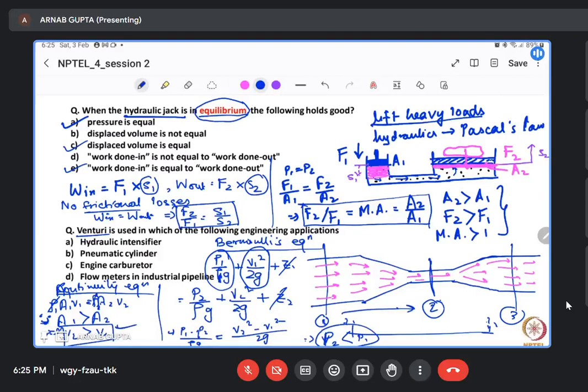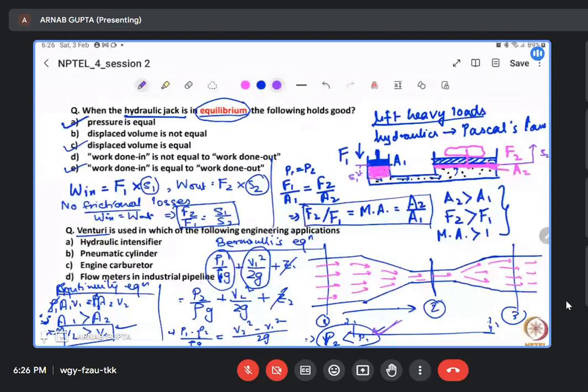Now, that is the background of Venturi meter or Venturi. Now, where is it being used? In which of the engineering applications? Anyone? This decrease in pressure is the main USP here, and this is being applied.